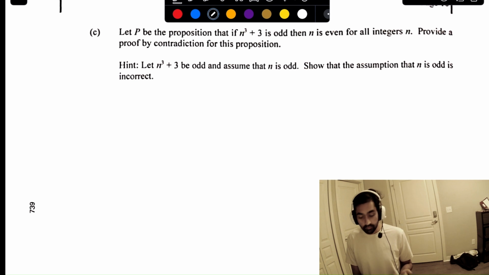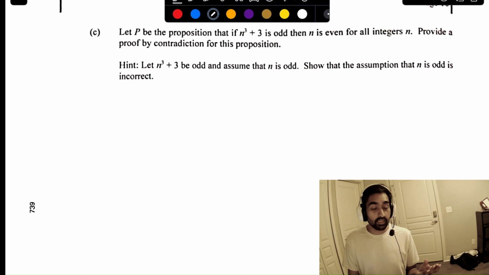Question 3 reads: let P be the proposition that if n cubed plus 3 is odd, then n is even, for all integers n, and we're asked to provide a proof by contradiction of this proposition. Just to let you know, a proof by contradiction means you prove something is true by assuming that it's false and then showing something that can't be true happens. So that means your assumption was wrong.